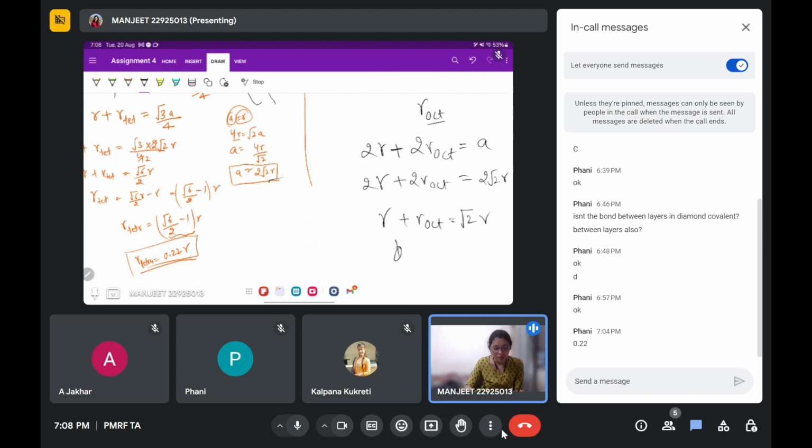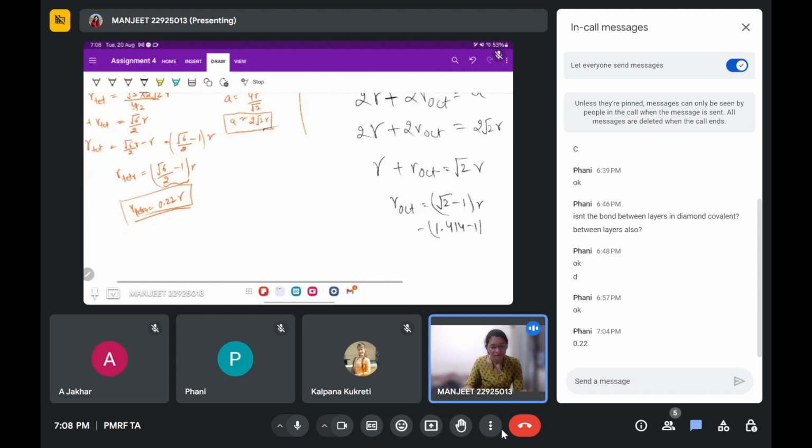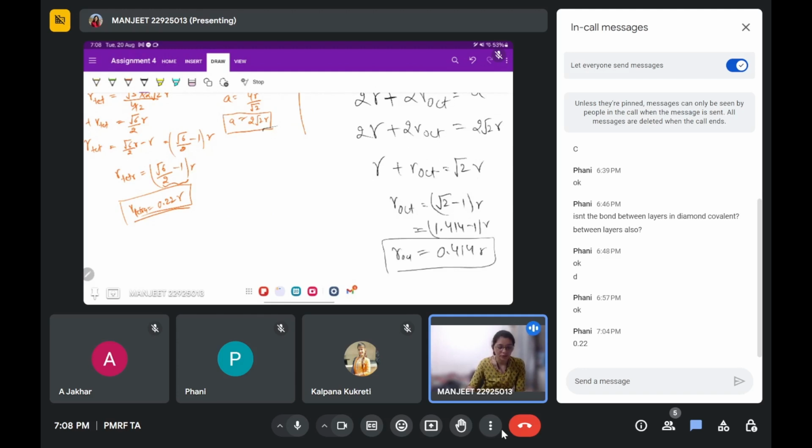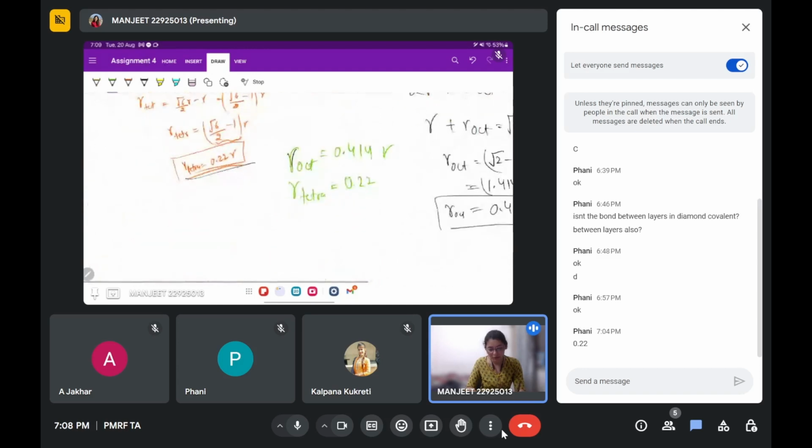So your R oct will be root 2 minus 1 into R. Root 2 is 1.414, minus 1, into R. So it will be 0.414 R. So the octahedral void radius will be 0.414 R, and the tetrahedral void has the radius 0.225 R. So I'm writing R oct equals 0.414 R, and R tetrahedral equals 0.225 R.